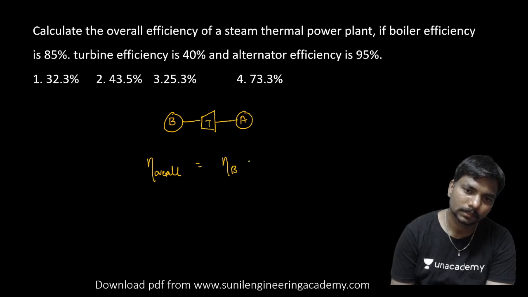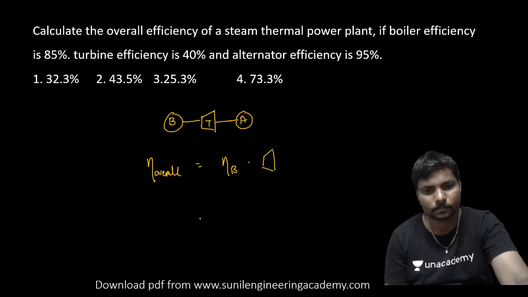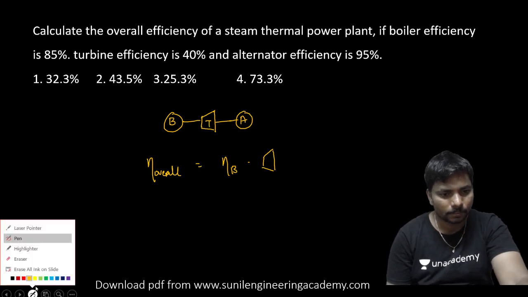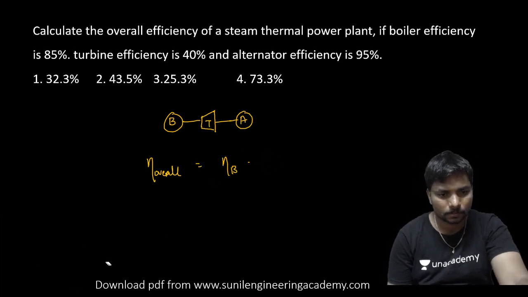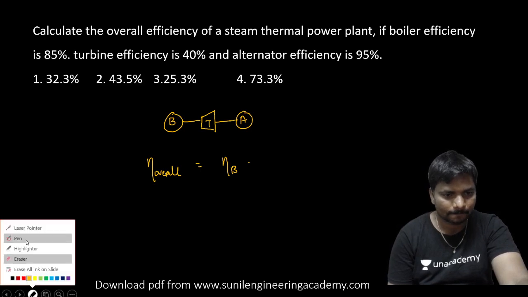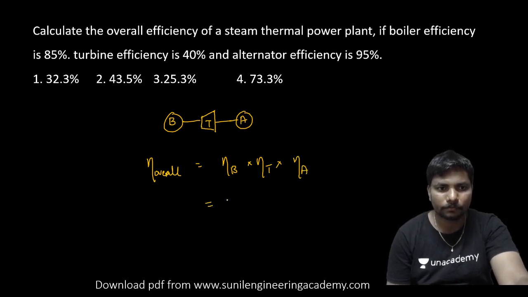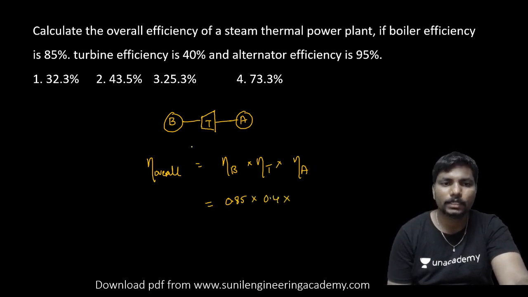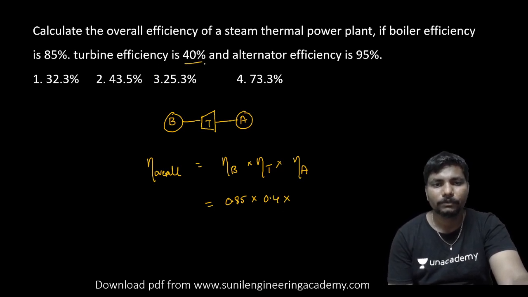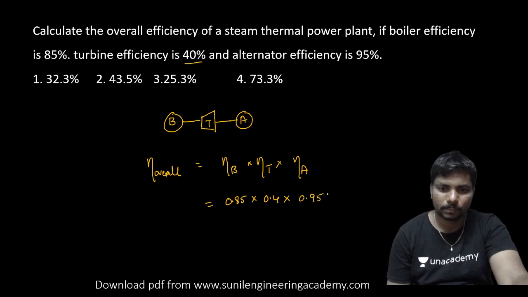Boiler, turbine, alternator. So boiler efficiency 85, that is 0.85. Turbine efficiency 0.4. I already said in this class, turbine efficiency is limited to low, that is approximately 40%.